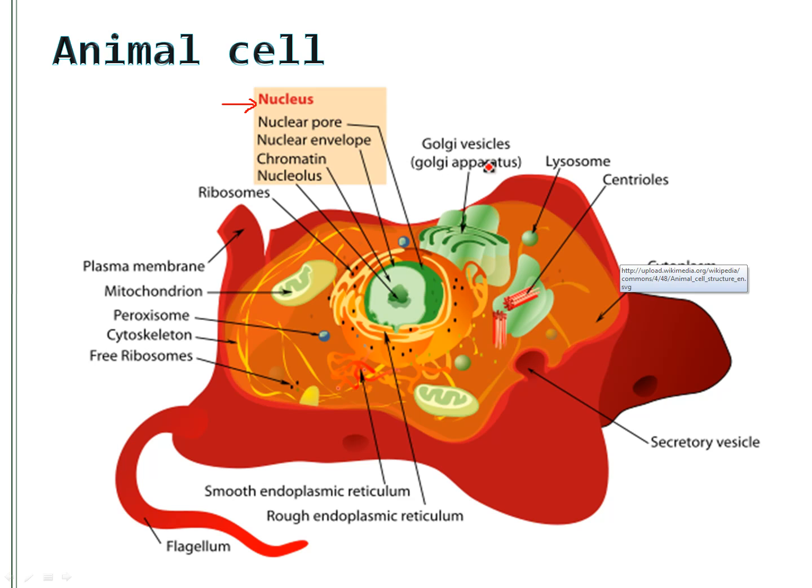So you've got the Golgi vesicles, or the Golgi apparatus. You've got lysosomes, centrioles, the cytoplasm, that's kind of the liquidy, jelly-like thing in which all of these organelles are suspended. Secretory vesicles, the smooth endoplasmic reticulum, the rough endoplasmic reticulum, ribosomes, cytoskeleton, mitochondria, the membrane, ribosomes. There's a lot of stuff going on here, as you can see, which is great. And then you've got the plant cell.